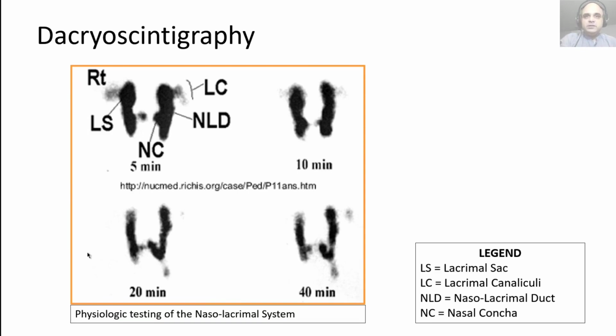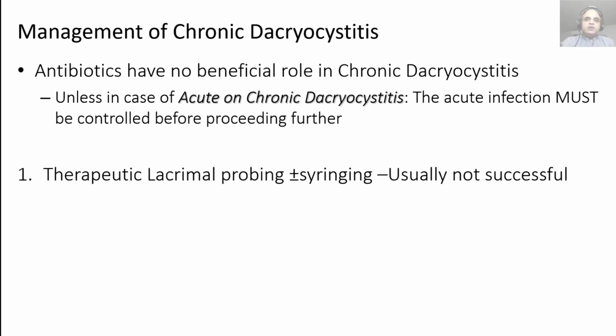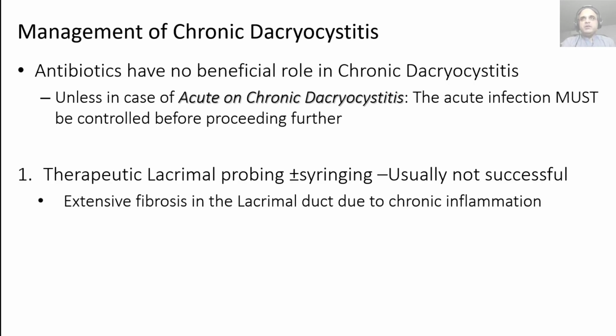Again, you don't need to do these, and I have never seen these being done in any of the places that I've worked. So how do we deal with chronic dacryocystitis? Again, antibiotics are not going to be of much use. The only reason that you use them is in the setting of an acute on chronic dacryocystitis, because you don't operate on an acutely inflamed eye. You can try probing and syringing, as we talked about before. It can be therapeutic and diagnostic, but it's usually not successful simply because the block is very organized.